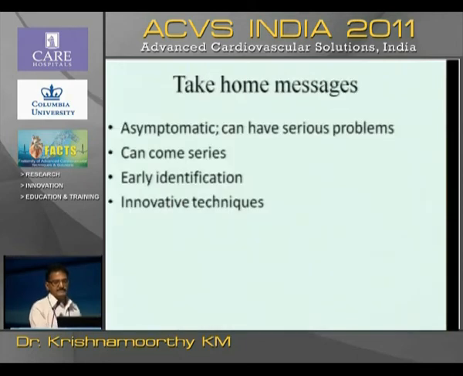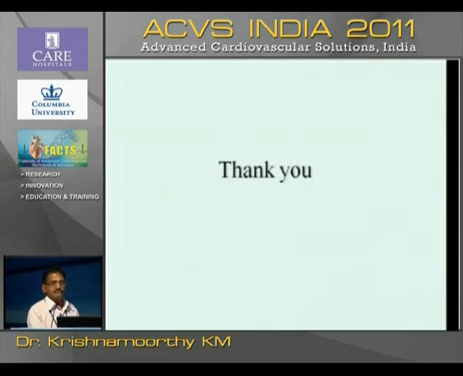Now the take home message in this case is, even an asymptomatic patient can have serious problems. This is unlike a coronary case where a patient can have left main stenosis, you can have anything. Any mortality is acceptable, but in a child who is running around, any mortality, any morbidity is unacceptable. Complications come in series, and early identification is important, especially in the ICU. Innovative techniques can be used to retrieve this, and surgery can be avoided. One should not panic. Thank you for listening. Thank you to the chairpersons, and thank you to the organizers.